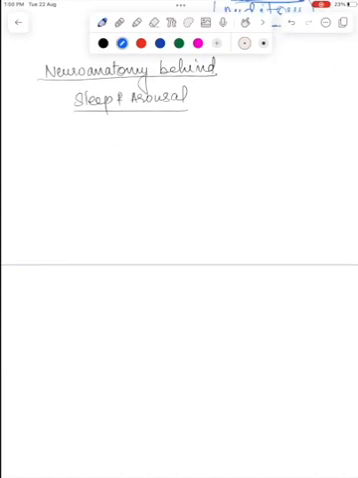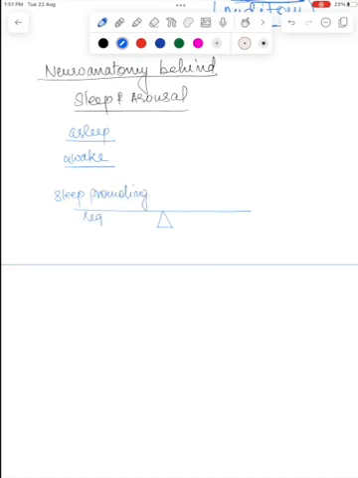Essentially, whether the patient is asleep or awake, these are the two states that we are concerned with. Whether the patient is in any one of these states will be decided by a balance between the sleep promoting regions in the brain and the arousal promoting regions in the brain.